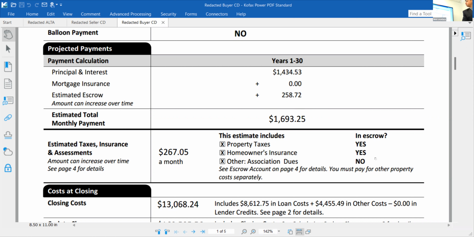And then your HOA dues per month is just going to be the difference between 267.05 and 258.72. So you can do a little quick math. Hey, it's going to cost you $8.50 a month to pay your HOA bills, which is why they bill it in.